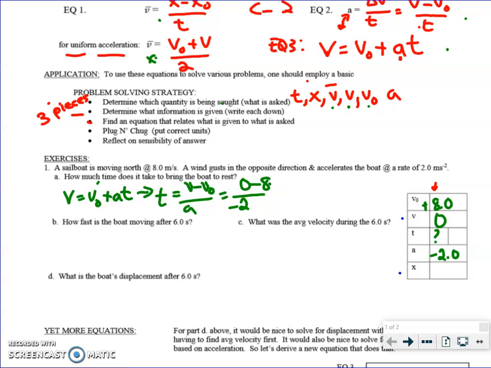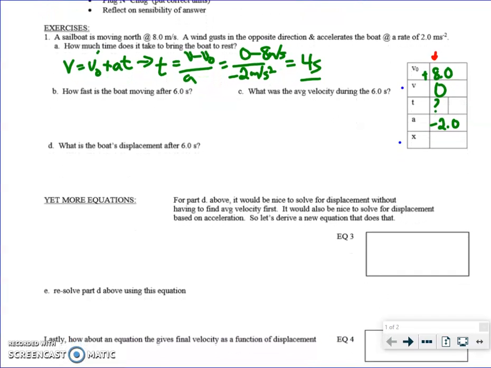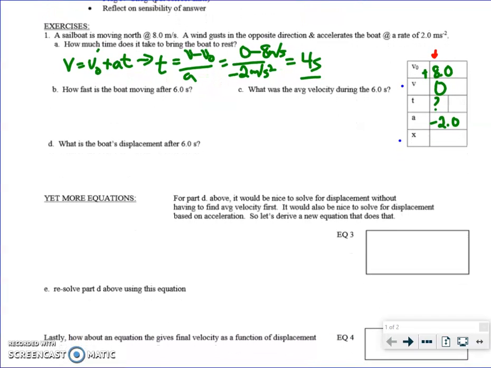I probably should put units in here. Meters per second squared. -8 divided by -2, sure enough, is 4. Meters per second divided by meters per second squared, I'll let you work out. Turns out to be seconds. There's my answer. Okay. So we knew it was going to be 4. You probably did that right away when you read it, or you thought about it a little bit, but this is the formal way of doing it.